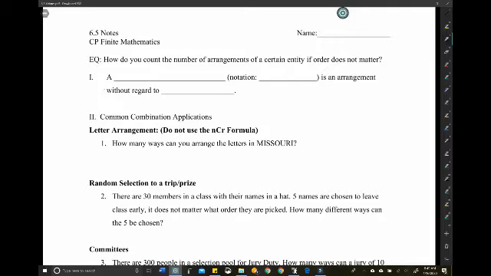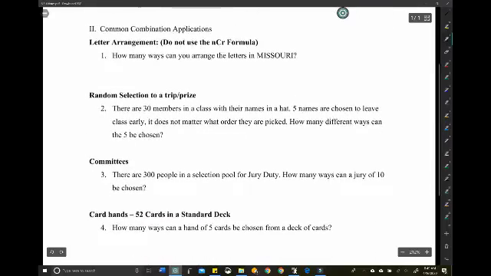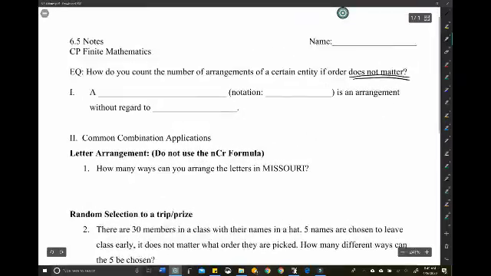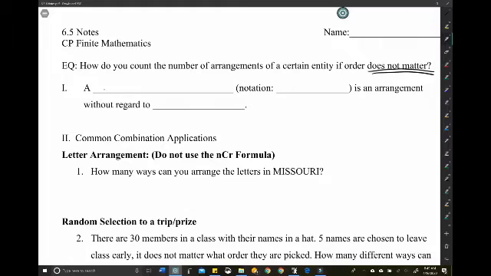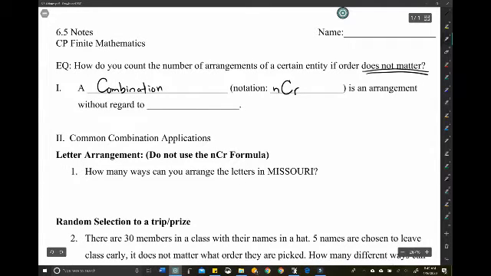Today's topic is dealing with how you count the number of arrangements of a certain entity if order does not matter. We'll talk more specifically about when those cases are for our word problems. But in general, today's word is a combination. Its notation is nCr, and it is an arrangement without regard to order.